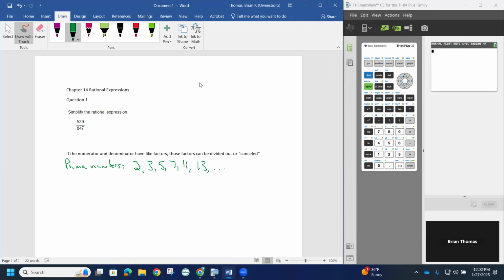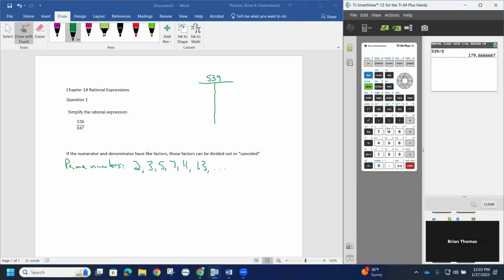So what I can do is I can use like a little T-chart as an organizer. And let's just start with the 539. Well, I know 2 is not a factor of 539 because 539 is an odd number and 2 only works for even numbers. So that's out. So 3, let's try the 3. So 539 divided by 3, and 3 doesn't work. So that's going to move us to the 5.